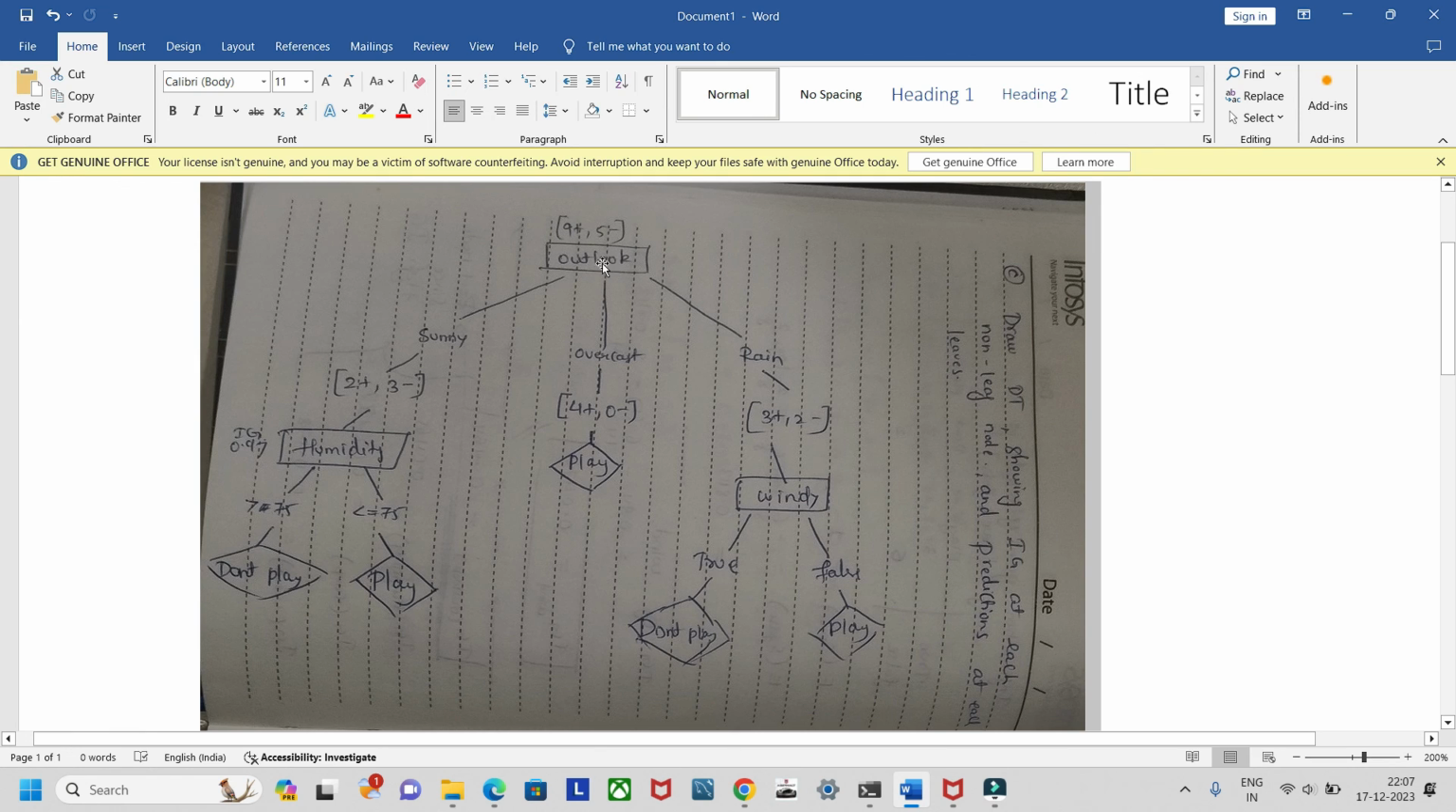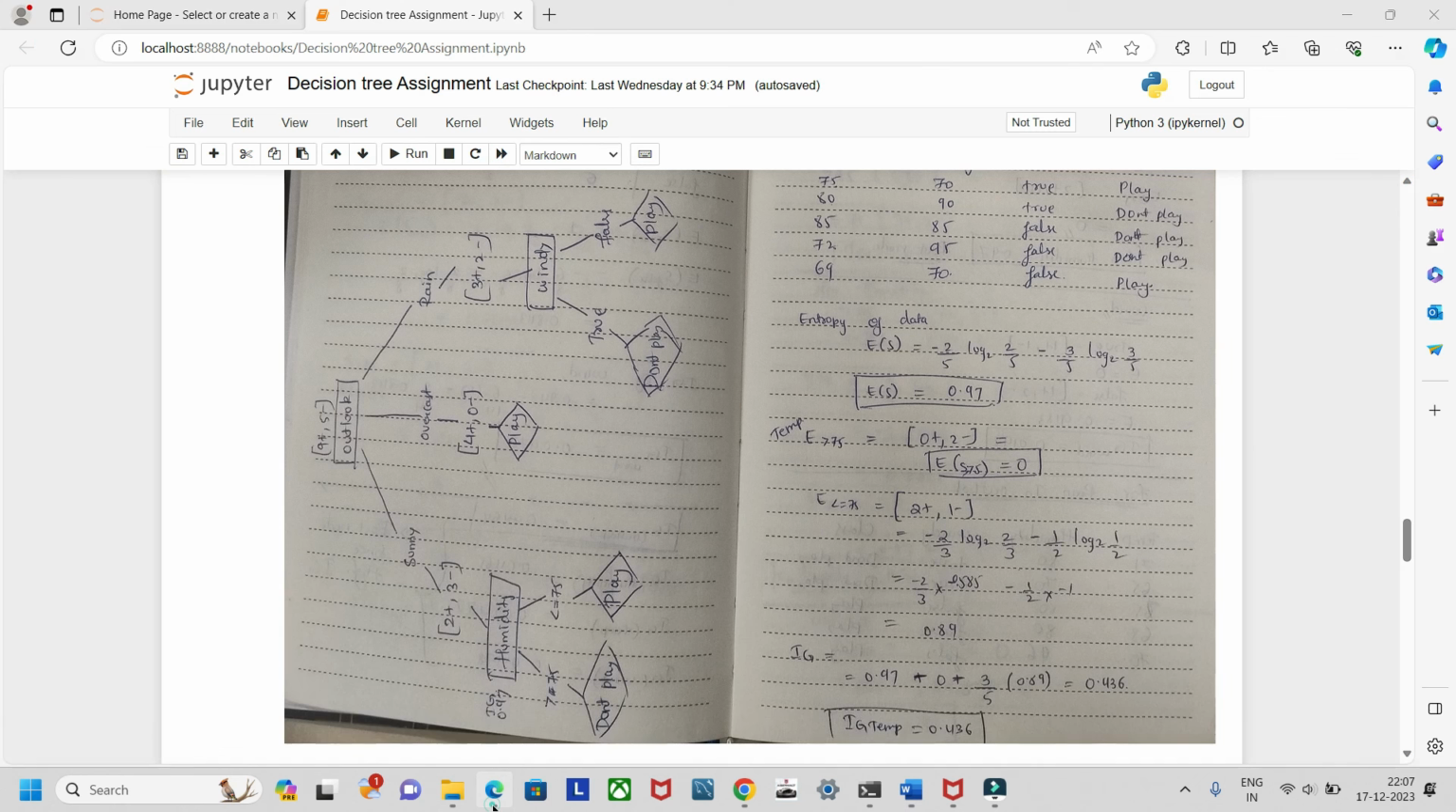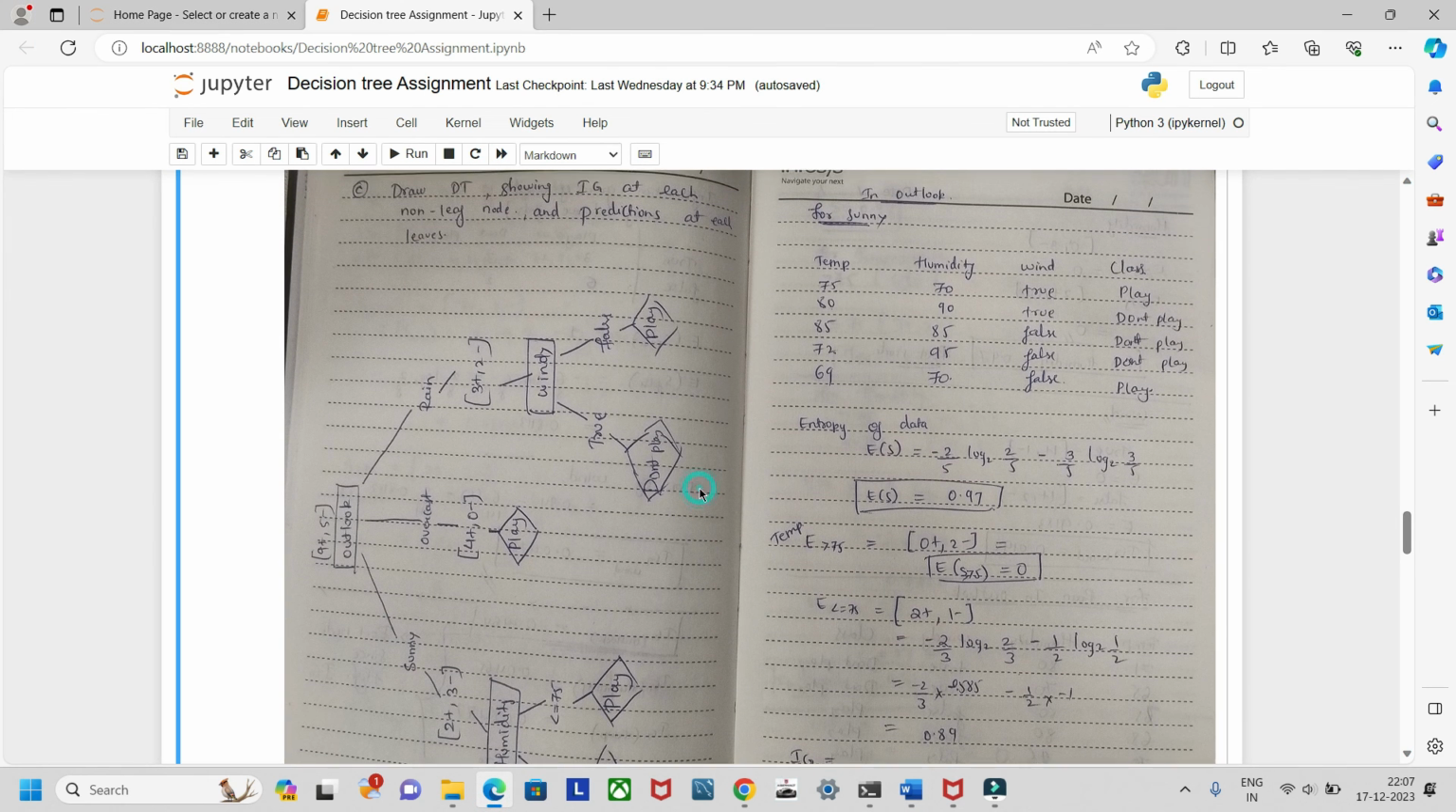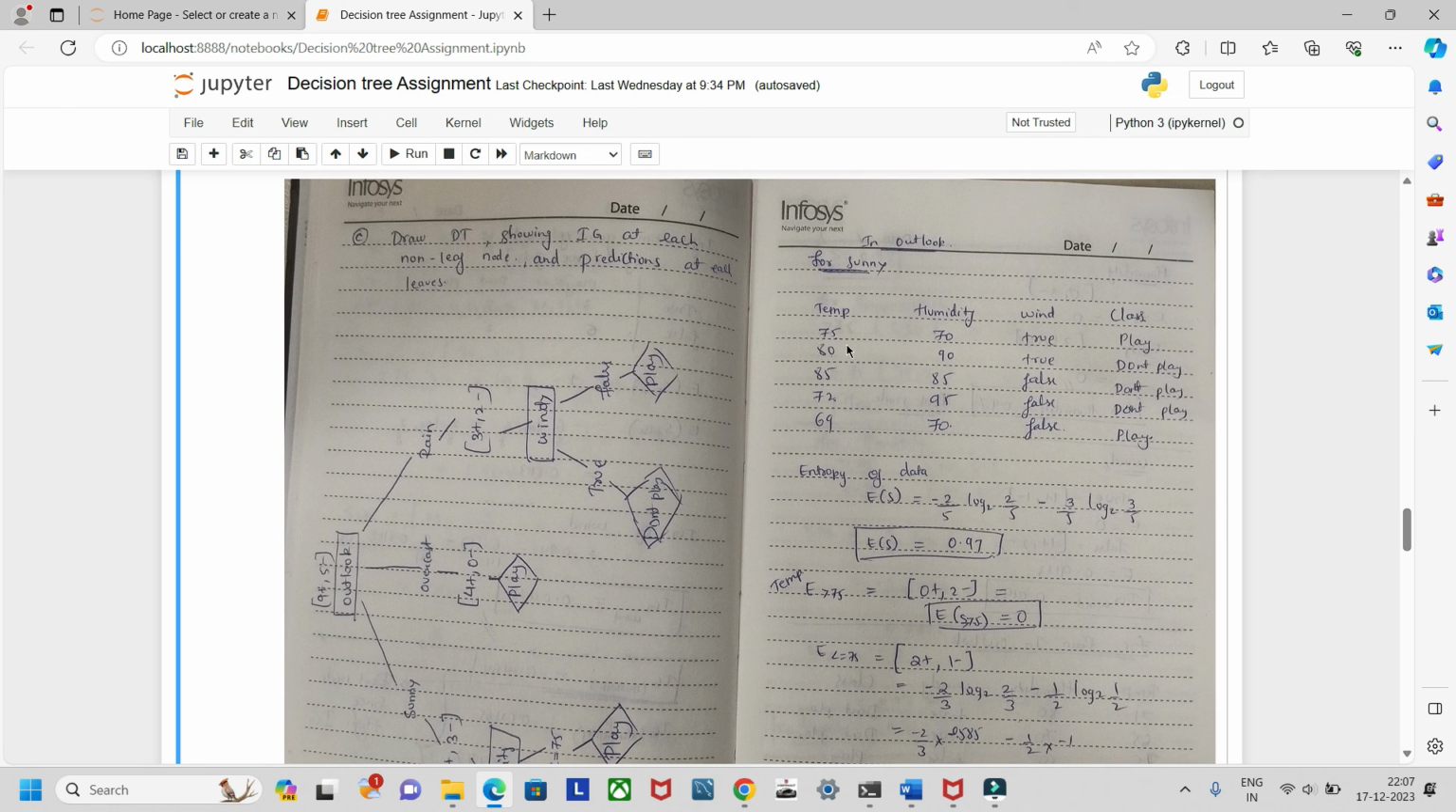Outlook is selected as root node here. Now outlook is subdivided into sunny, overcast and rain, okay. Now you can see that for sunny we have selected humidity. Why? Because in case of sunny, you will see that we have selected temperature, humidity, wind and class.